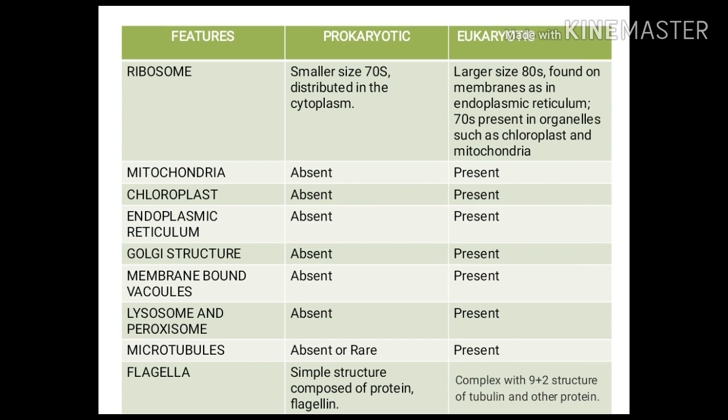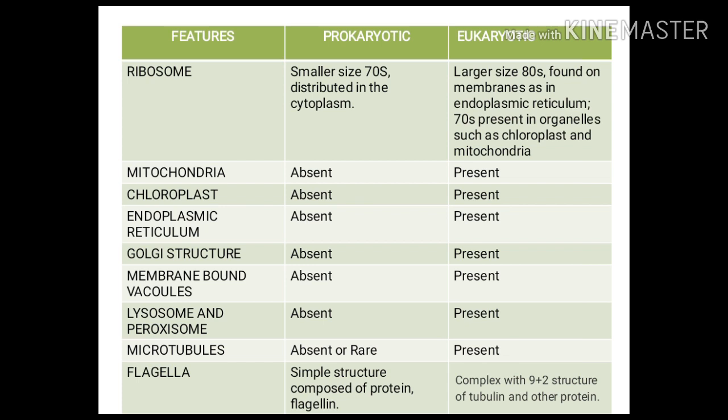Chloroplast in the prokaryotic cell is also absent, while in the eukaryotic cell is present. Endoplasmic reticulum in the prokaryotic cell is absent, while in the eukaryotic cell is present. The Golgi structure in the prokaryotic cell is absent, while in the eukaryotic cell is present. The membrane-bound vacuoles are absent in the prokaryotic cell, while present in the eukaryotic cell.